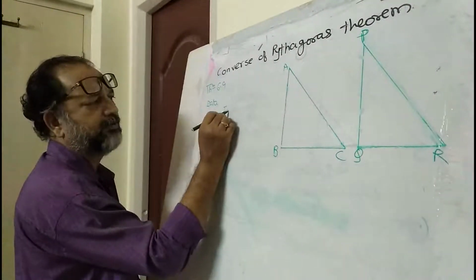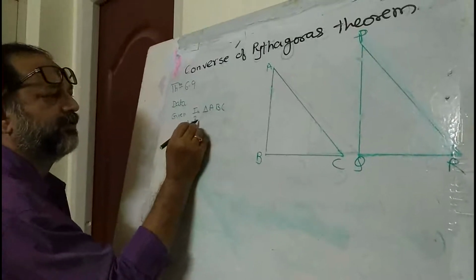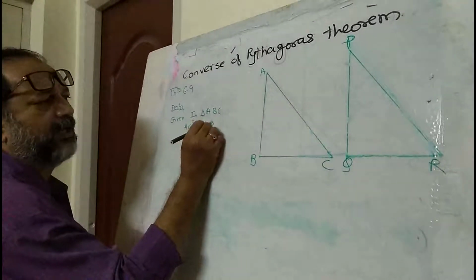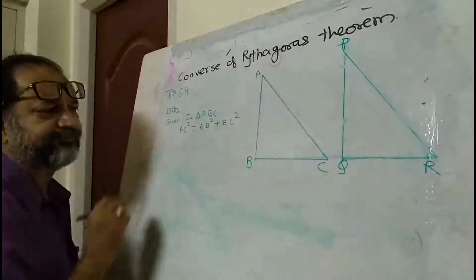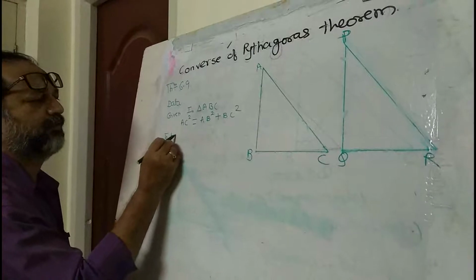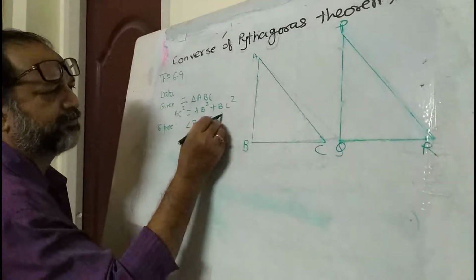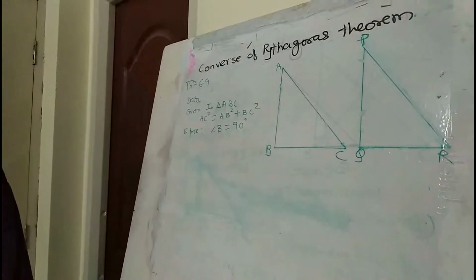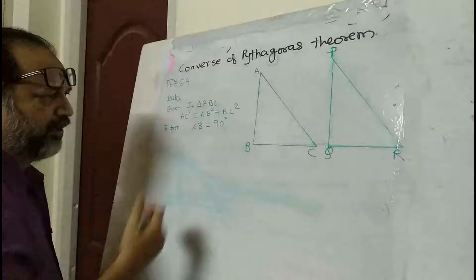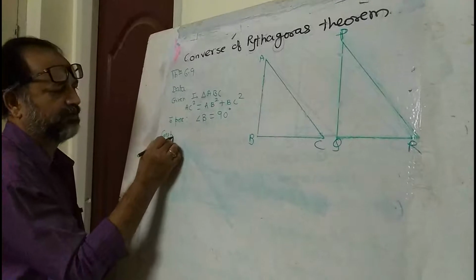In this case, what will be given is that in triangle ABC, AC square, square of one side, is equal to the sum of the squares of the other two sides. And what you have to prove is that angle B is equal to 90 degrees, or angle B is a right angle. Now simply with this triangle alone we cannot prove this theorem. We have to take one more triangle.